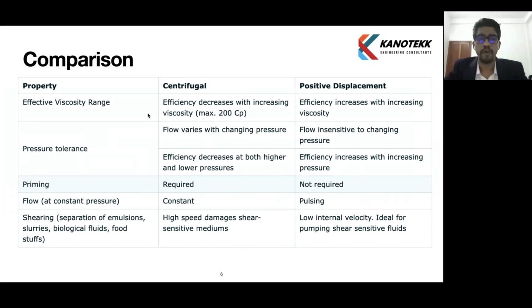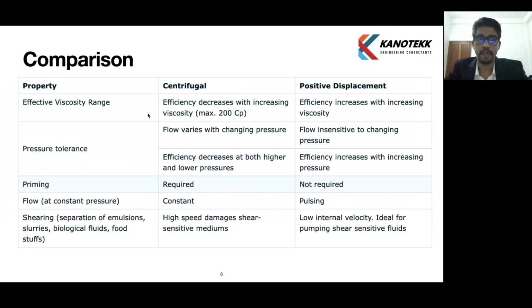Similarly, the flow of a dynamic pump, which is here mentioned as a centrifugal pump, is constant, but for a positive displacement pump, it is pulsating. Pulsing means it is pulsating. There will be a high flow, low flow, high flow, low flow, which we can see in the line itself. So these are the differences.